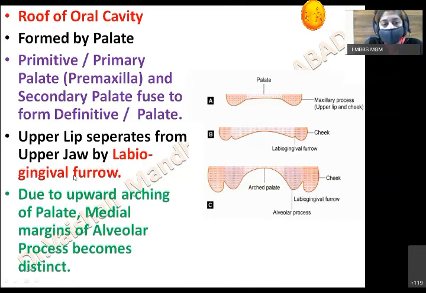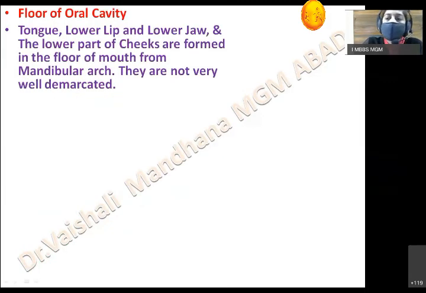Because of the upward arching of this palate, the medial margin of the alveolar process becomes prominent. So with the upward arching of the palate and the furrow developing between the upper lip and the alveolar process, you get the alveolar processes more prominent. That is the roof of the oral cavity. Now coming to the floor of the oral cavity.